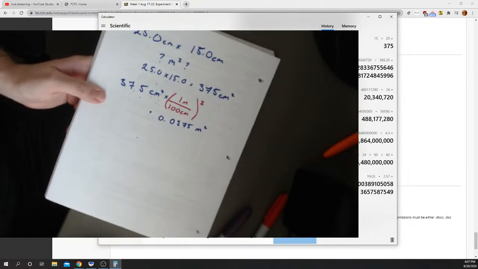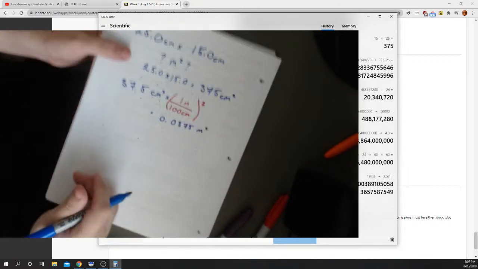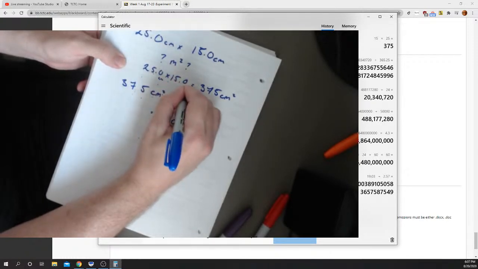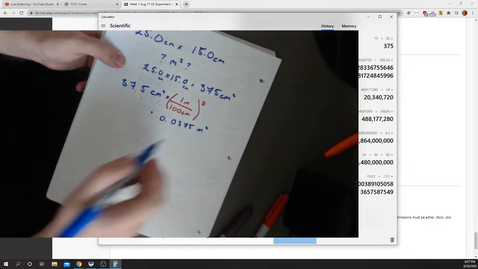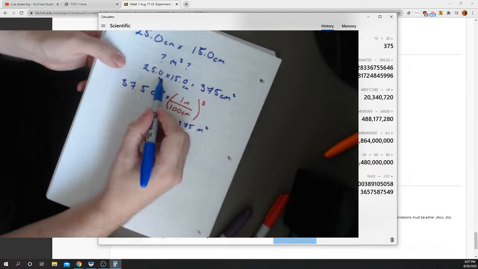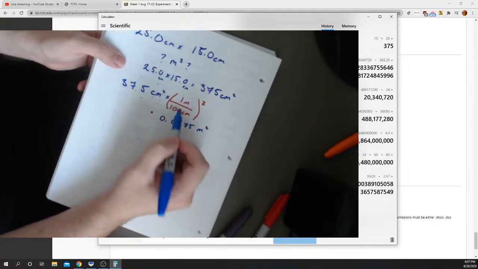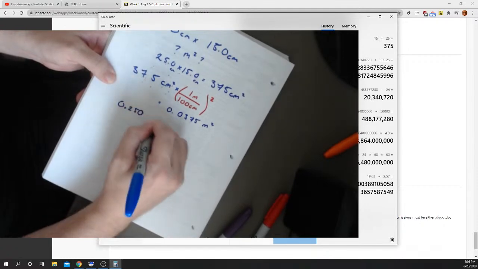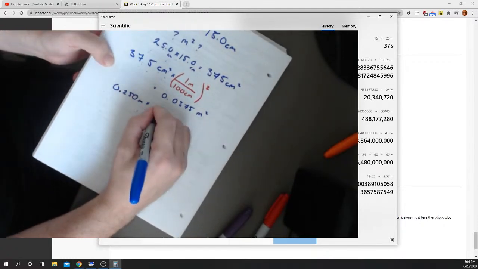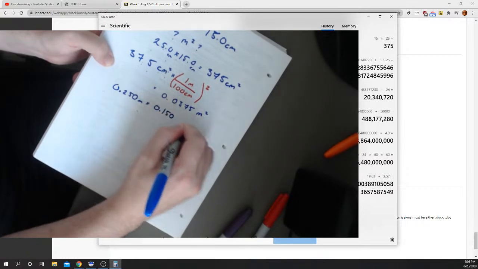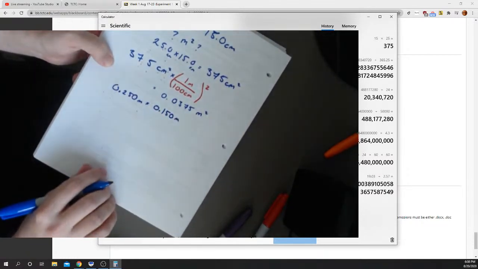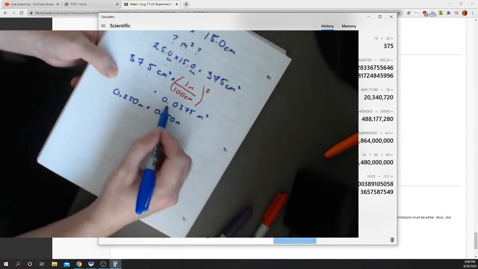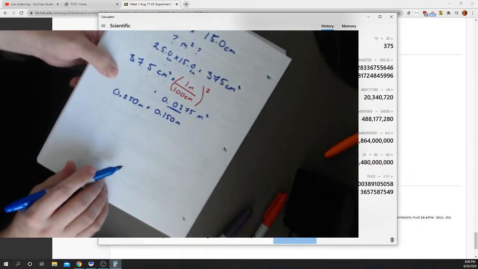But you'll realize that that makes sense because when we're doing the measurement up here, centimeters by centimeters, if we want to convert to square meters, we can start before we find the area. We could have 0.250 meters times 0.150 meters. And thus we should expect the answer to end up being quite small like that.